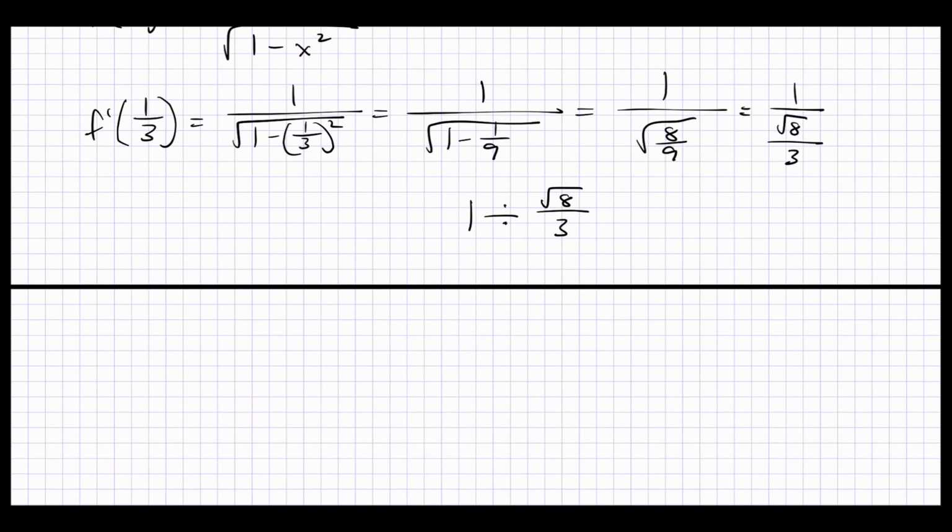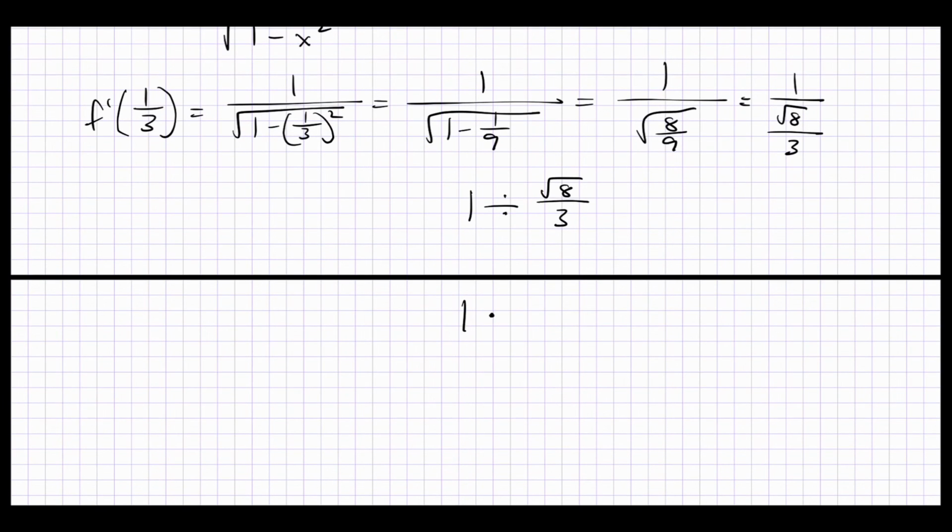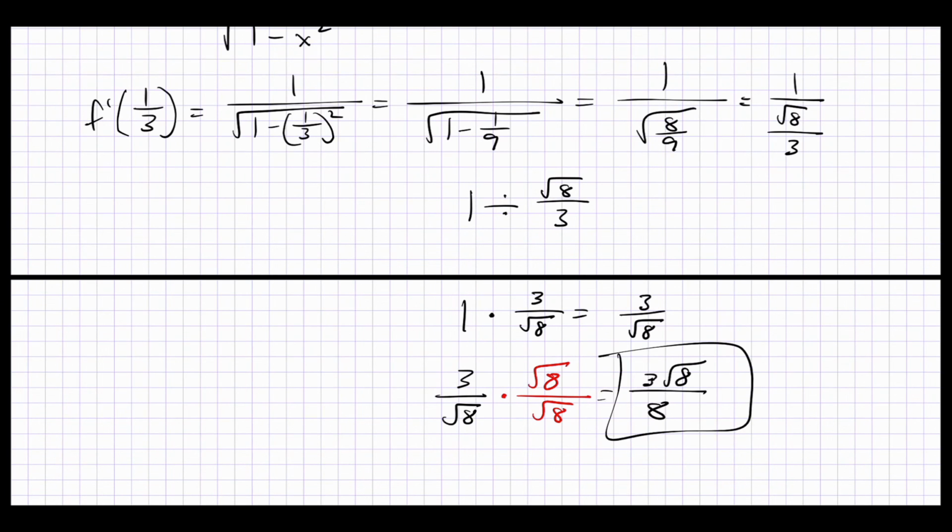Keep, change, flip. 1 times 3 over square root of 8, which is 3 over square root of 8. But it still has a square root on the bottom. So I got to rationalize it. So to rationalize it, I multiply by the square root on the bottom, which when I do that is going to get rid of the square root on the bottom. And you're done. Okay.